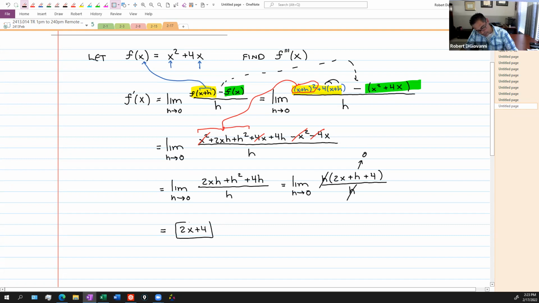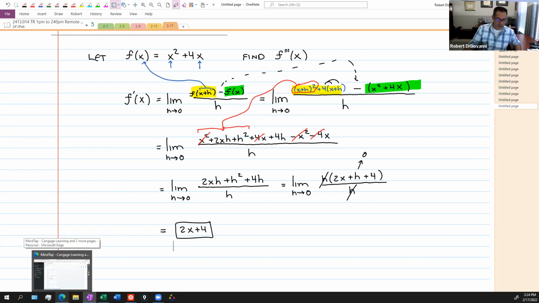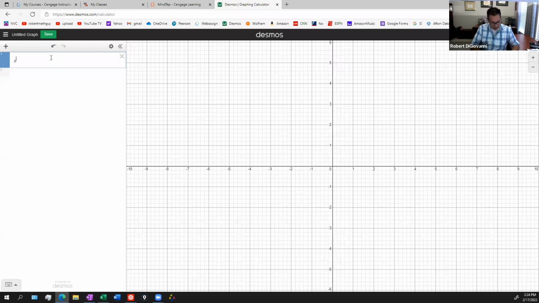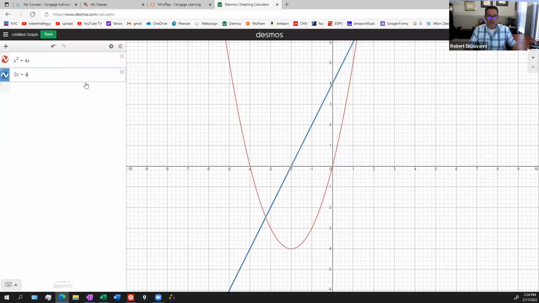There it is. Didn't we say that if we started with a function and took its derivative, you would get a new function? And isn't that just what happened? We started with x squared plus 4x, and we took the derivative and we got a new function, 2x plus 4. What's amazing about it is this. If I graph x squared plus 4x, and now I graph 2x plus 4, do you all see that the blue line is the derivative of the red one?